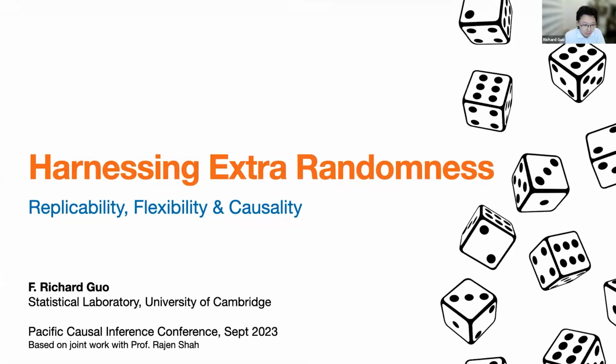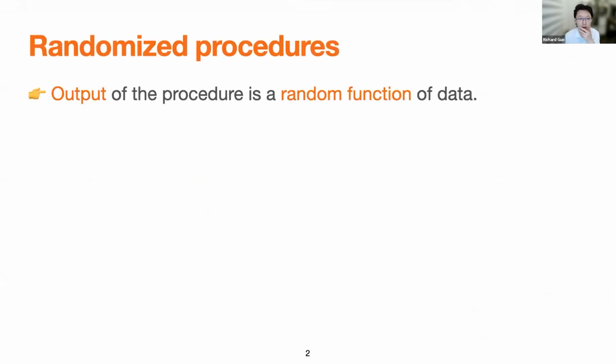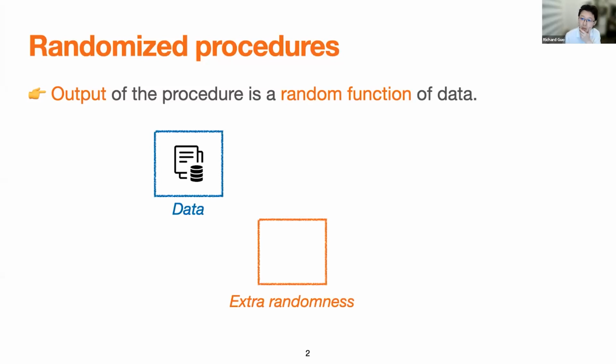So I'll talk about harnessing extra randomness, recent work joint with Rajen Shah at the Statistics Laboratory at the University of Cambridge. I will focus on what I call randomized procedures. These are procedures where the output is a random function of the data. To compute the output, you need the data, obviously, and also a way of generating extra randomness, typically by throwing a die or by a pseudo-random generator.